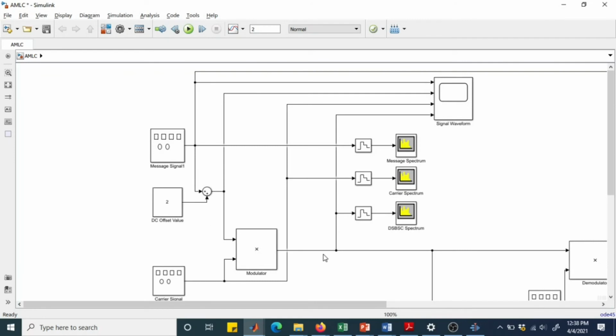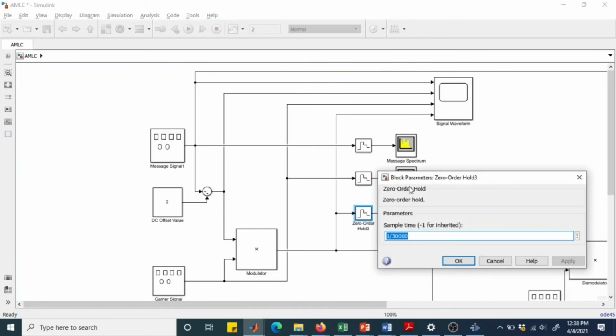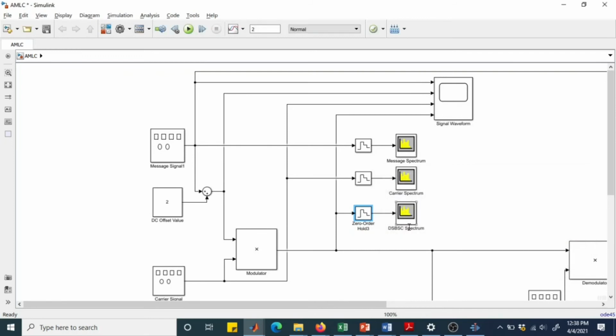So with the DC offset, the output of this modulator is basically an AM signal, and we visualize this AM signal both in time domain by means of a scope and by means of a spectrum. So for spectrum we are using a zero order hold with this sample time, and then we are using a spectrum analyzer. So note that this is basically a double sideband with large carrier. So let us run the simulation.